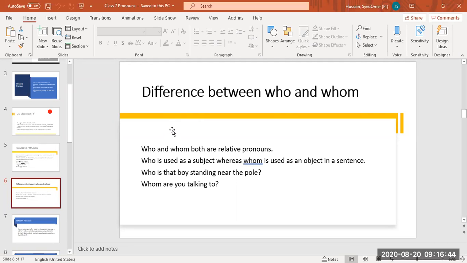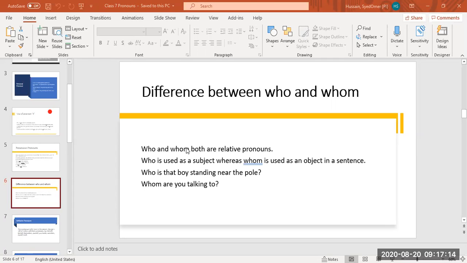The difference between who and whom. Who and whom both are relative pronouns and both are used for people, for human beings. Okay? Who is used as a subject whereas whom is used as an object. Who is that boy standing near the pole? Whom are you talking to?